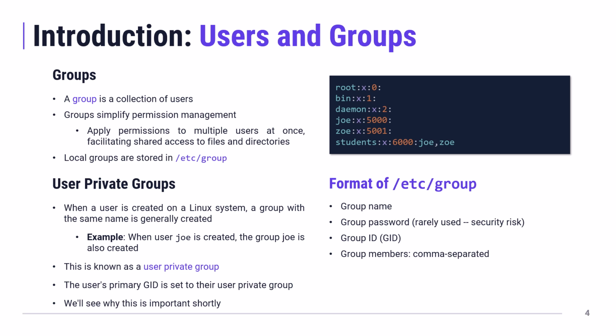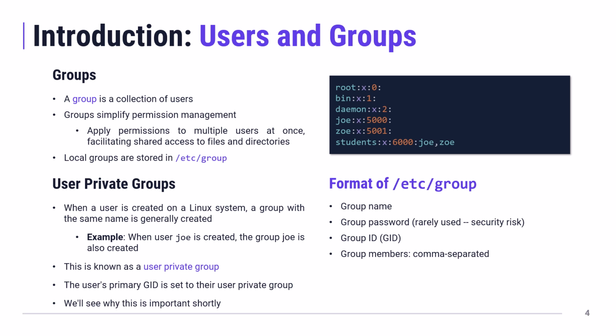It is a security risk. It allows people to basically temporarily join a group by typing in a password, and it's just considered to be a risk. So usually this will just be an x. Then you have the group ID, a unique identifier for that group, and then a comma-separated list of the group members. So you can see the students group there has 2 members, Joe and Zoe.